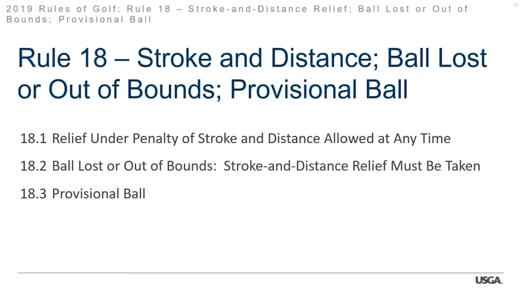We've got the basic stroke and distance is allowed at any time. I mentioned that earlier in the video here today. What we're going to do with a ball that's lost or out of bounds, stroke and distance relief must be taken, and then we'll talk about a provisional ball. This rule is very, very similar to the way it has been in the past. There are a couple of tweaks, especially with the provisional ball and the relief area, and we'll get to those right away.